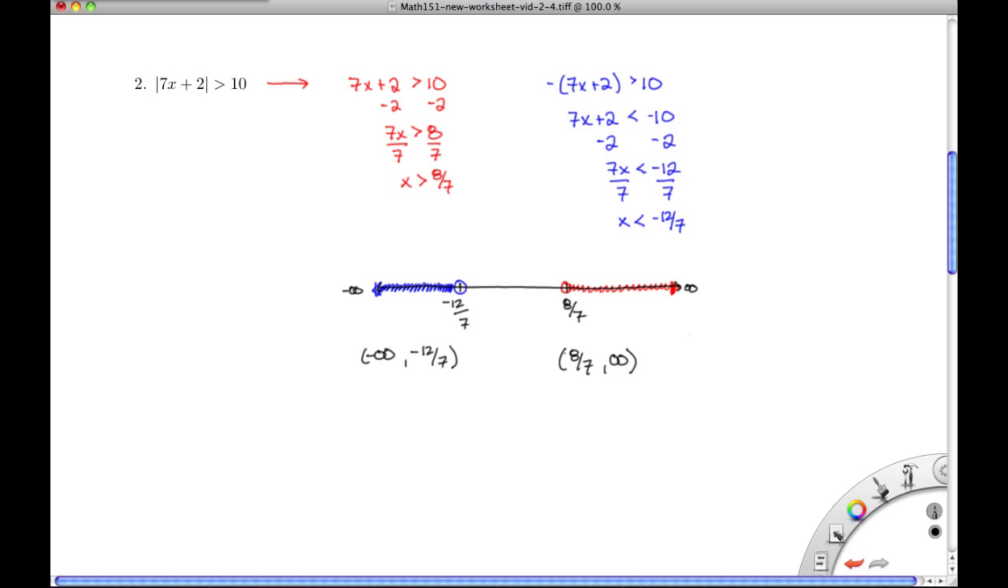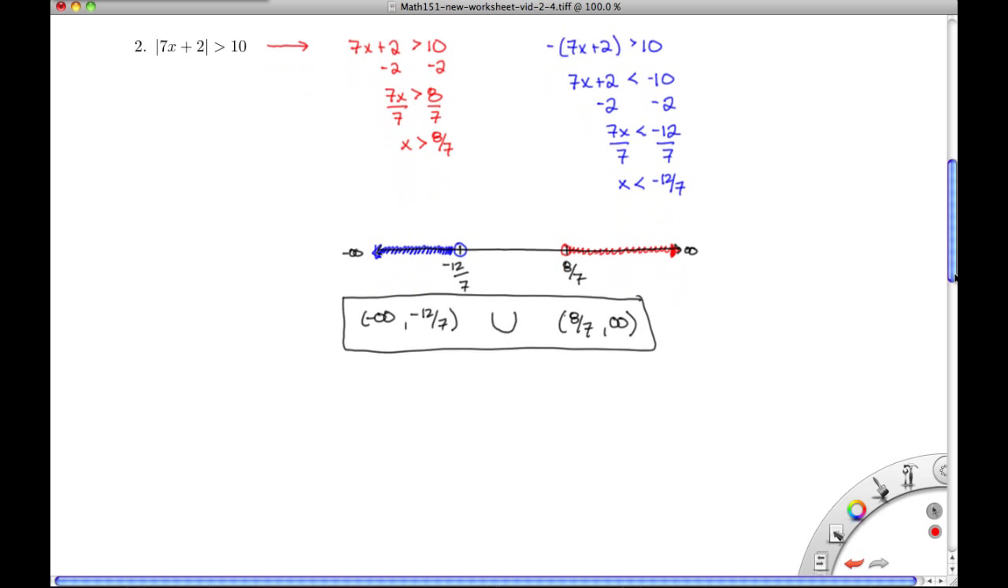And since we want the union of these two, we just put this big old U in between, and that stands for the union. So we could pick a point in either of these two intervals, and it would satisfy this original equation, or inequality, excuse me, that we had up there. So this would be our solution to number 2.